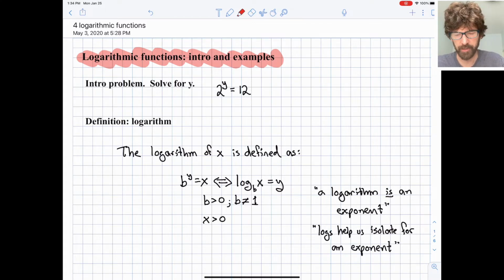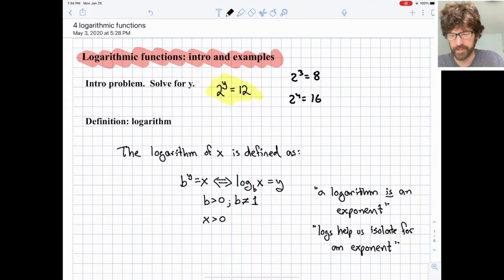trying to solve this equation right here, 2 to the y equals 12. How could we isolate for y? And you might think, okay, 2 cubed is 8, 2 to the 4th is 16, so y is somewhere between 3 and 4. We could guess and check. We could try 2 to the 3.5. We could try 2 to the 3.6. But we don't yet have a formal, straightforward way of isolating or solving for an exponent.